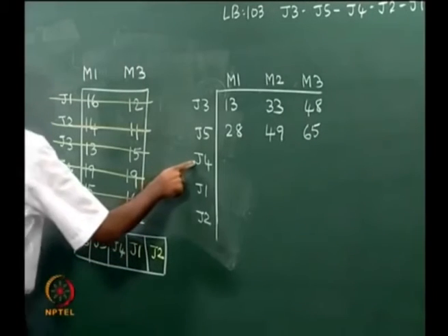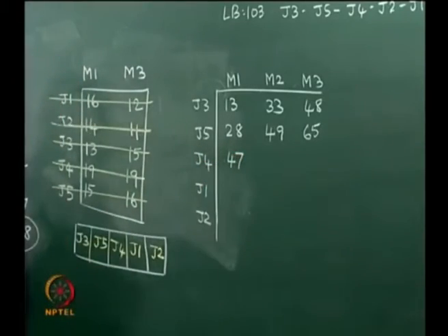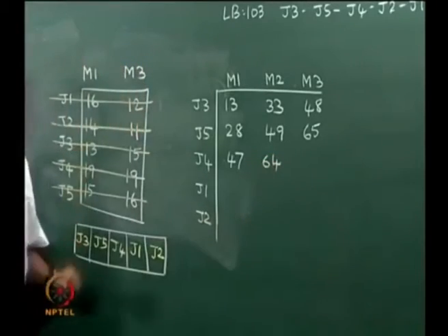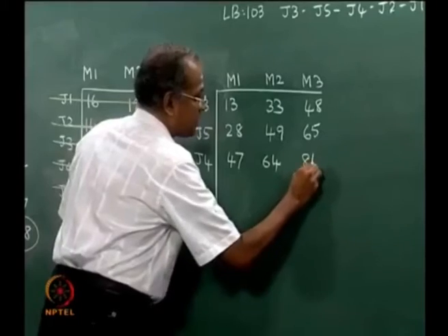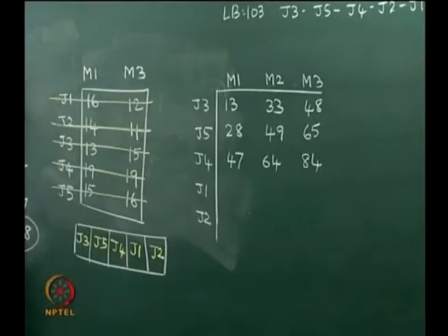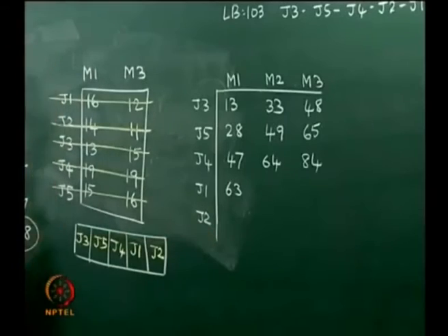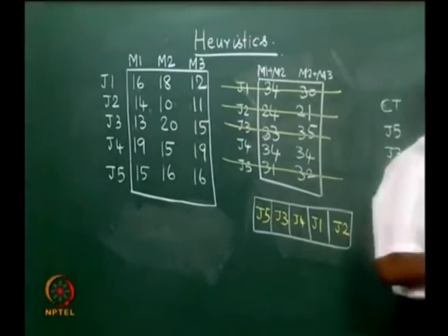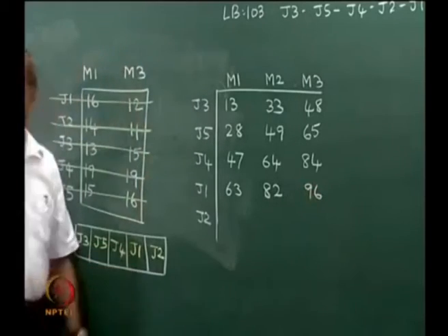Then we have J4, starts at 28 plus 19, finishes at 47, waits till 49, takes another 15 which is 64, waits till 65, takes another 19 and finishes at 84. J1 starts at 47, takes 16, finishes at 63, waits till 64, takes another 18, so 82, again waits till 84, takes another 12 which is 96.